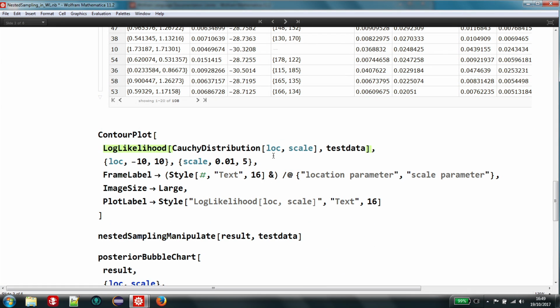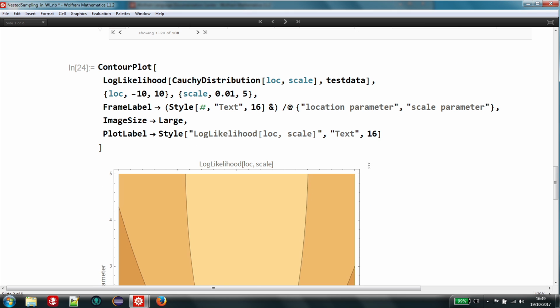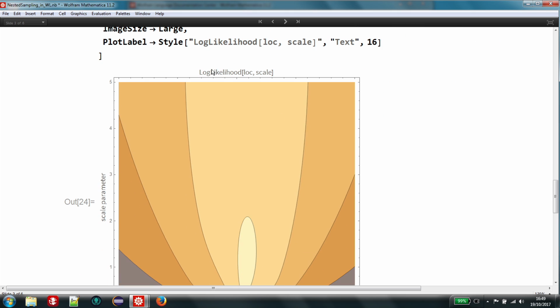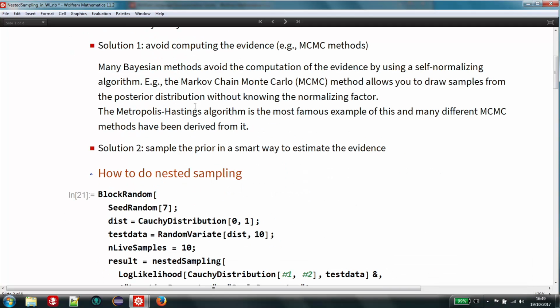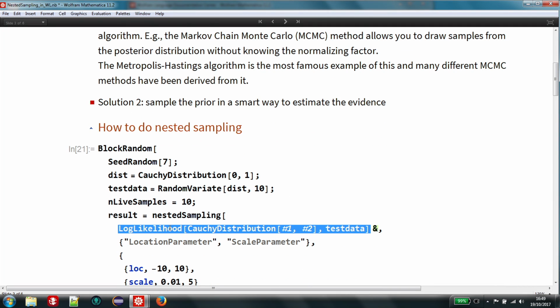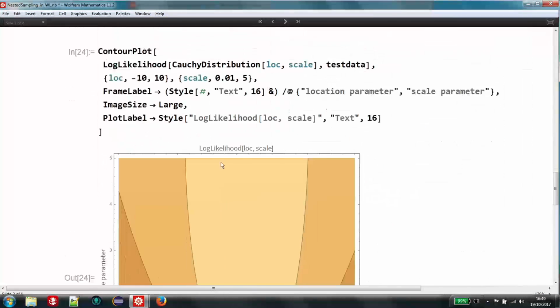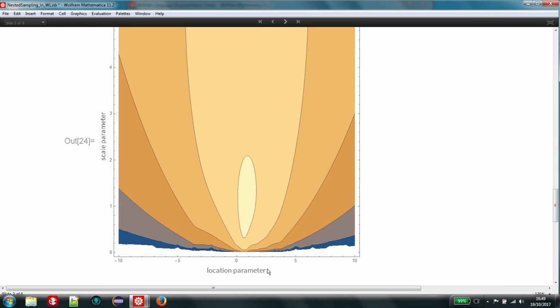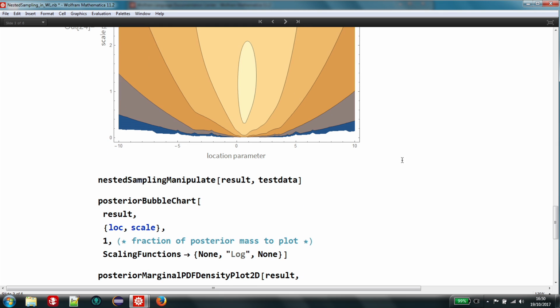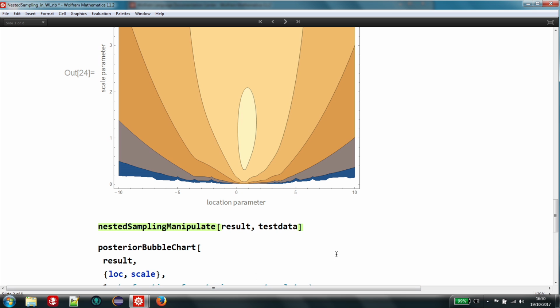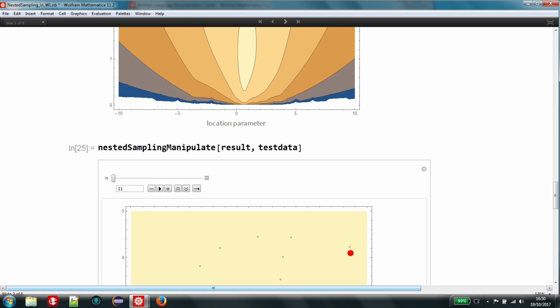So what this algorithm does, let me give you a little plot of the problem we have. So this is the log likelihood function that I threw in here. So the likelihood of getting the data from that distribution for different location and scale parameters. And you can see that the likelihood is the highest somewhere around here. Now what the nested sampling algorithm does is it samples the prior. It generates a bunch of samples from the prior.